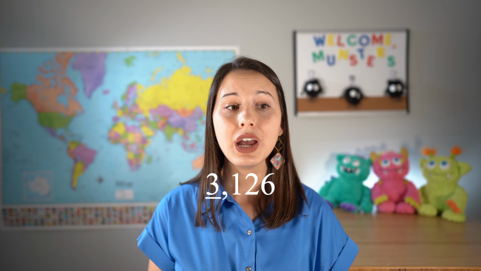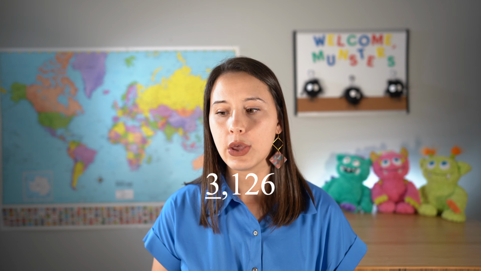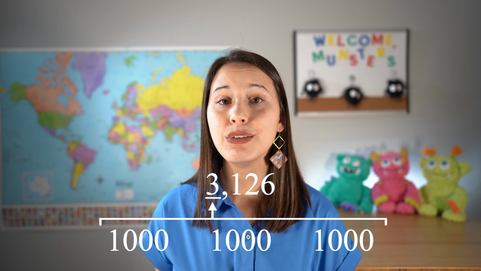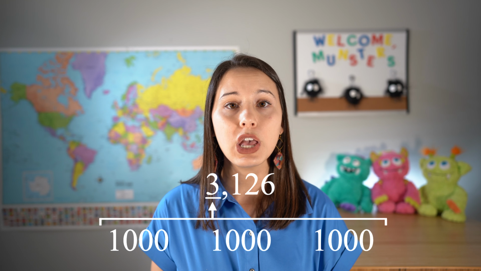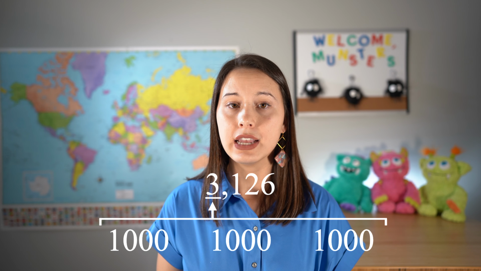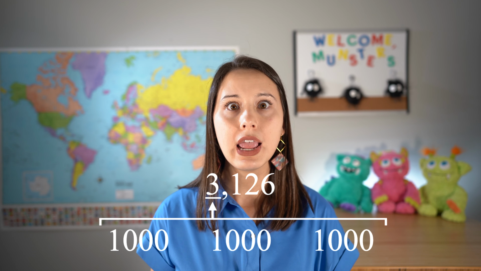And our last example is 3,126. And so looking from right to left, ones, tens, hundreds, thousands, if I want to know the value of the 3, I know it's 3,000. And once again, when I say the number, it is saying 3,126. And so we know that the value that that 3 has is that it's 3,000.